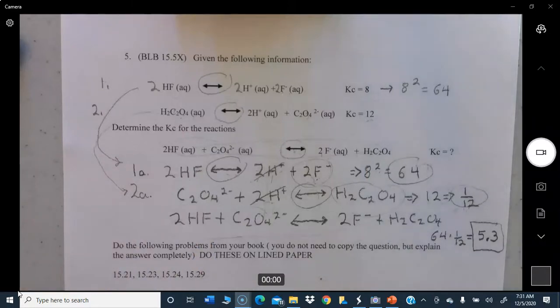Okay, let's move on to some of the book problems. So down here it says do the following problems from your book. You don't need to copy the question down unless you feel like that helps you, but explain the answer completely. Don't just give me a number answer. And there they are. So 21, 23, 24, and 29.